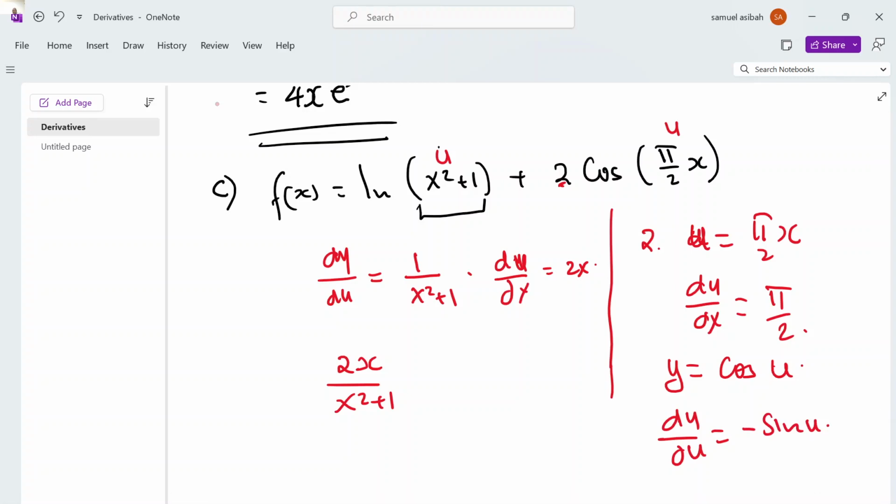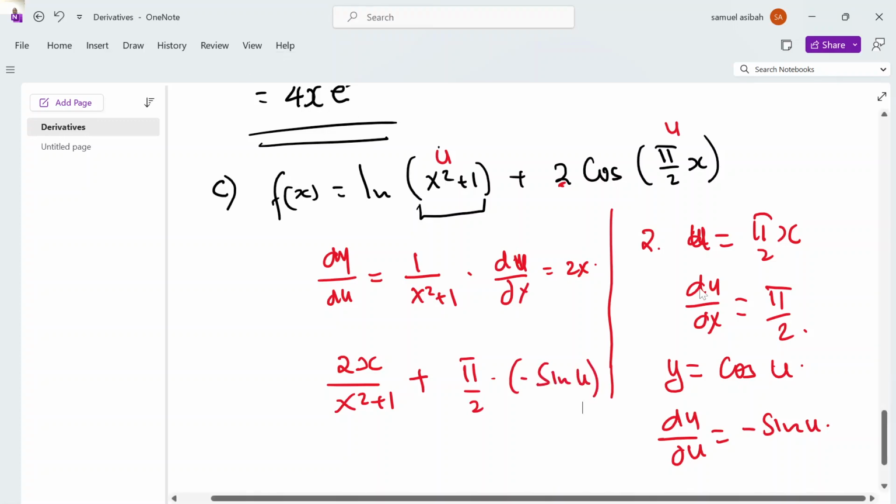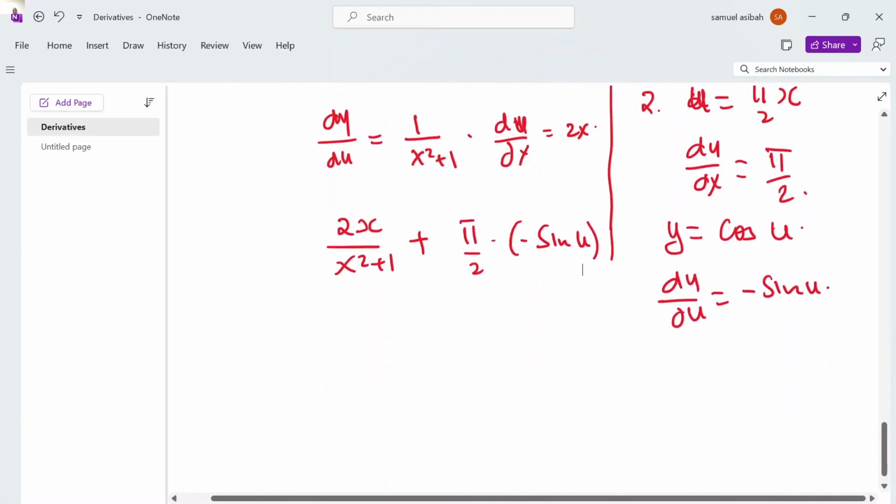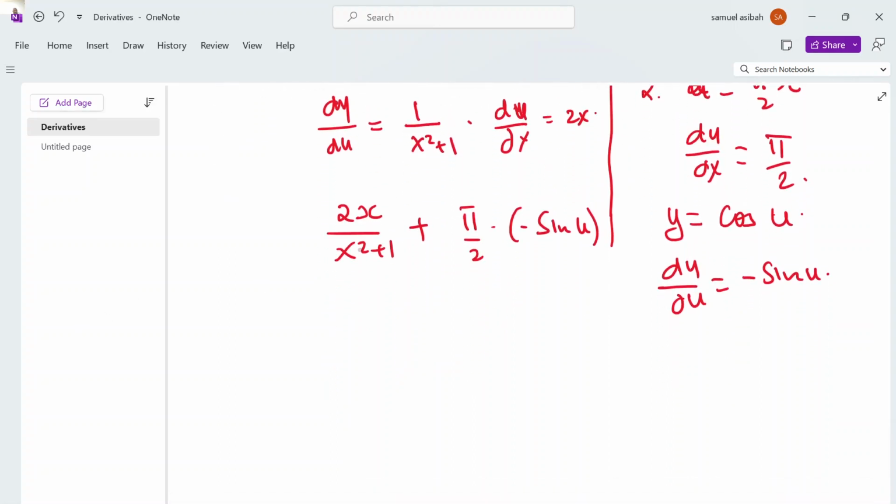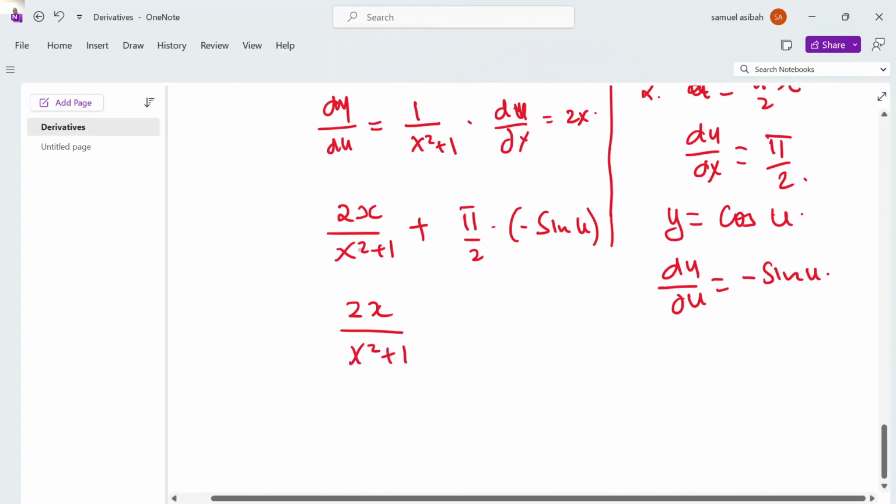So then you just bring it around. So we say plus, when you multiply the 2, we have the constant which is pi over 2, then you multiply by negative sine u. And sine u, you know what it means, pi over 2x. So then you can bring it here and say 2x over x squared plus 1.